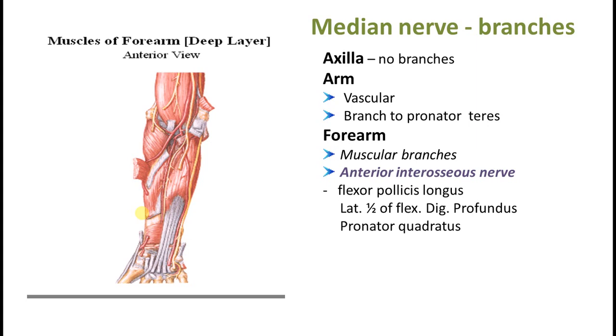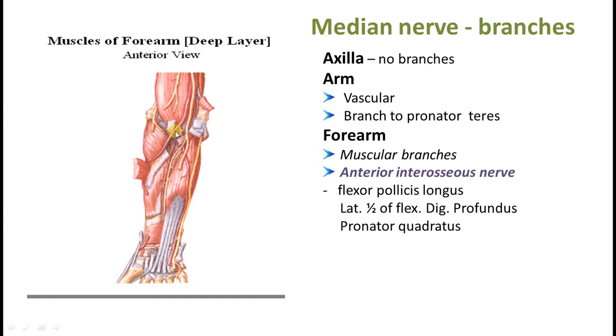It also gives one more nerve, the deep branch of the median nerve, which is called the anterior interosseous nerve. It is called the anterior interosseous nerve because it is present immediately in front of the interosseous membrane between the radius and ulna, and it is accompanied by the anterior interosseous artery.